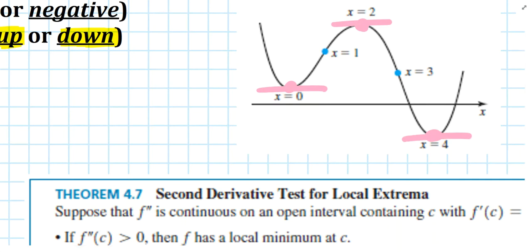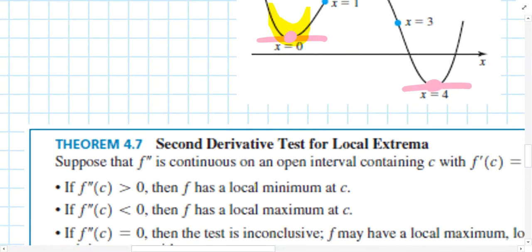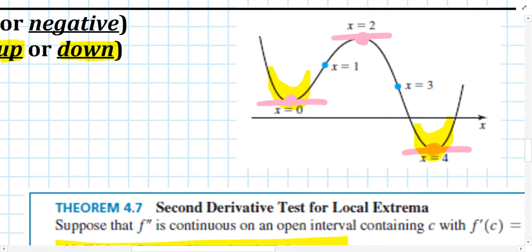And if the first derivative is 0 and the graph is concave up at that point, then we have found a minimum. So when the second derivative is positive while the first derivative is simultaneously equal to 0, then the second derivative test implies that we have found a minimum. And that happened twice in this particular graph.